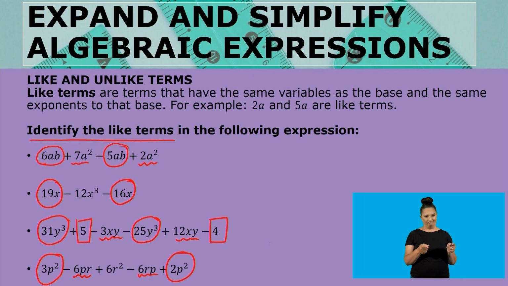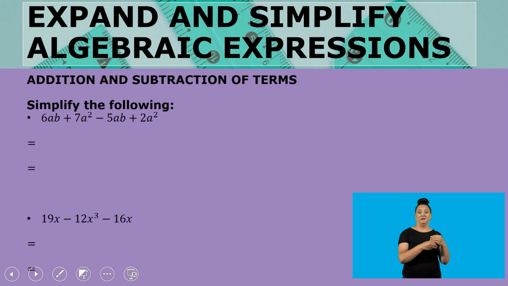Now, it might look like they are not like terms, but they actually are. Why? Because both of them have P and R as variables. Remember, multiplication is commutative. So whether it is PR or RP, it is the same. So yes, they are like terms. And then we are left here with 6R squared. That one doesn't have any like term or anything that is the same as it, so it will remain that way. So let's go on to addition and subtraction of terms.